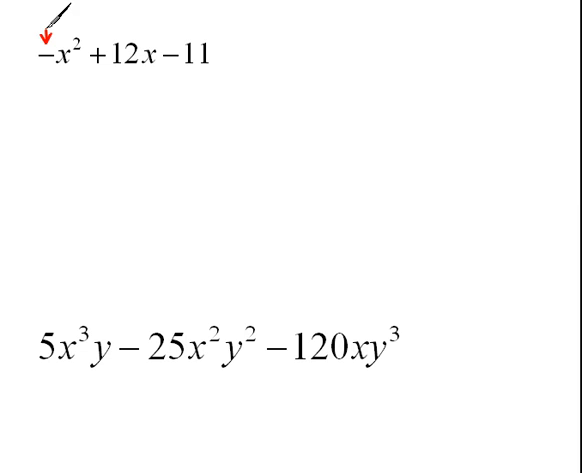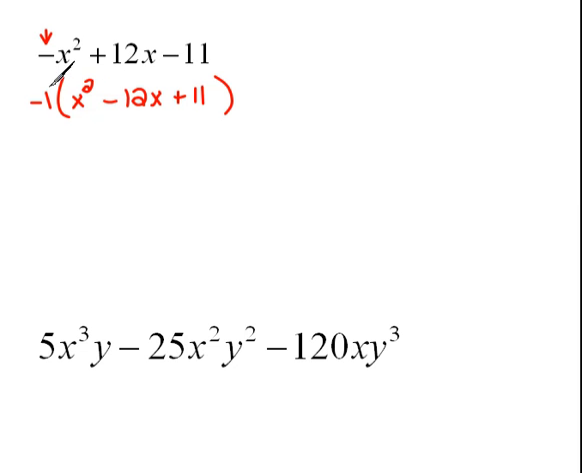So let's factor it out. Let's factor out a negative 1 before we get started. Negative 1 times x squared would give us negative x squared. Negative 1 times negative 12x would give us positive 12x. And negative 1 times positive 11 would be 11. Basically, when you factor out a negative, all you're doing is changing the signs.